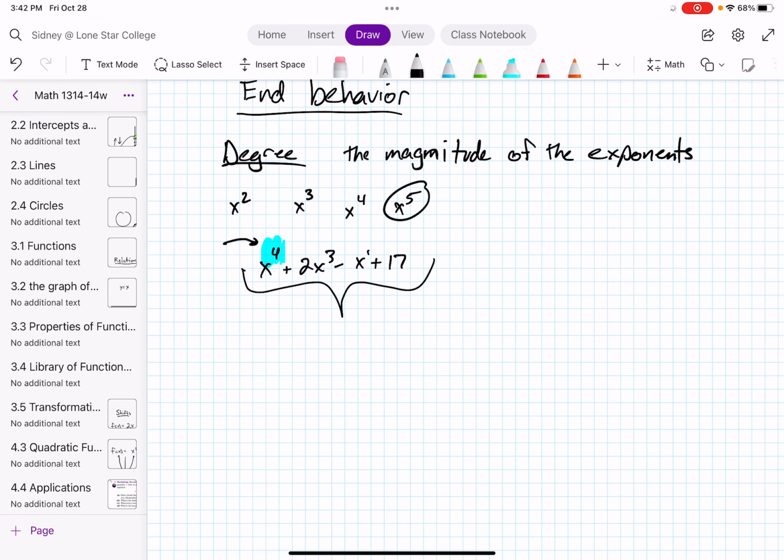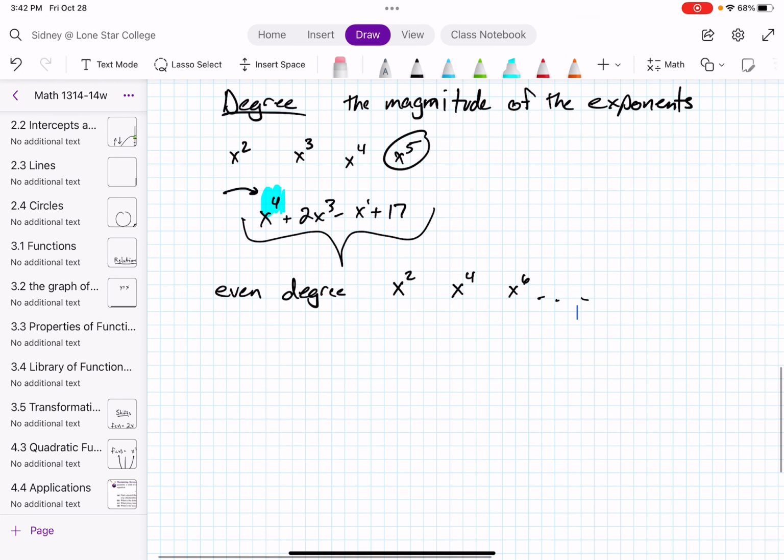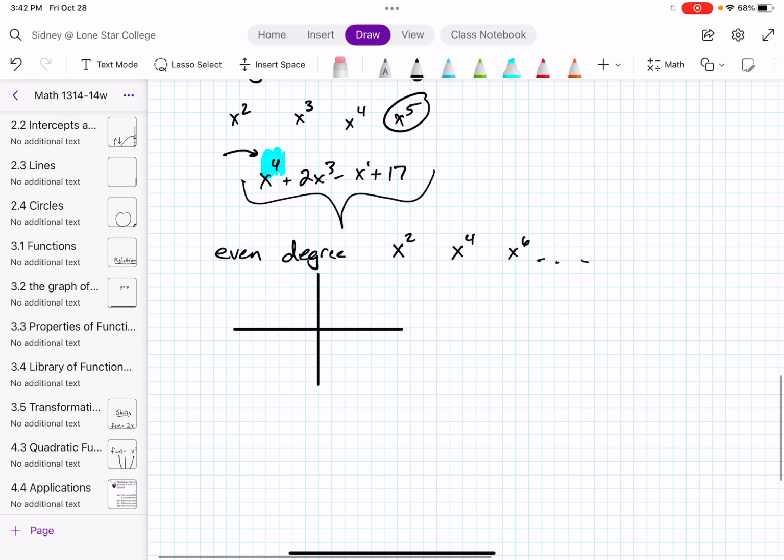But here's what we know. When I have an even degree, as in the largest exponent on a particular polynomial is x squared, or x to the fourth, or x to the sixth, and so on, what that tells me about the behavior of that polynomial at the end, at the extremities, is that it's going to behave more or less like a parabola. And here's what I mean by that, like a parabola.